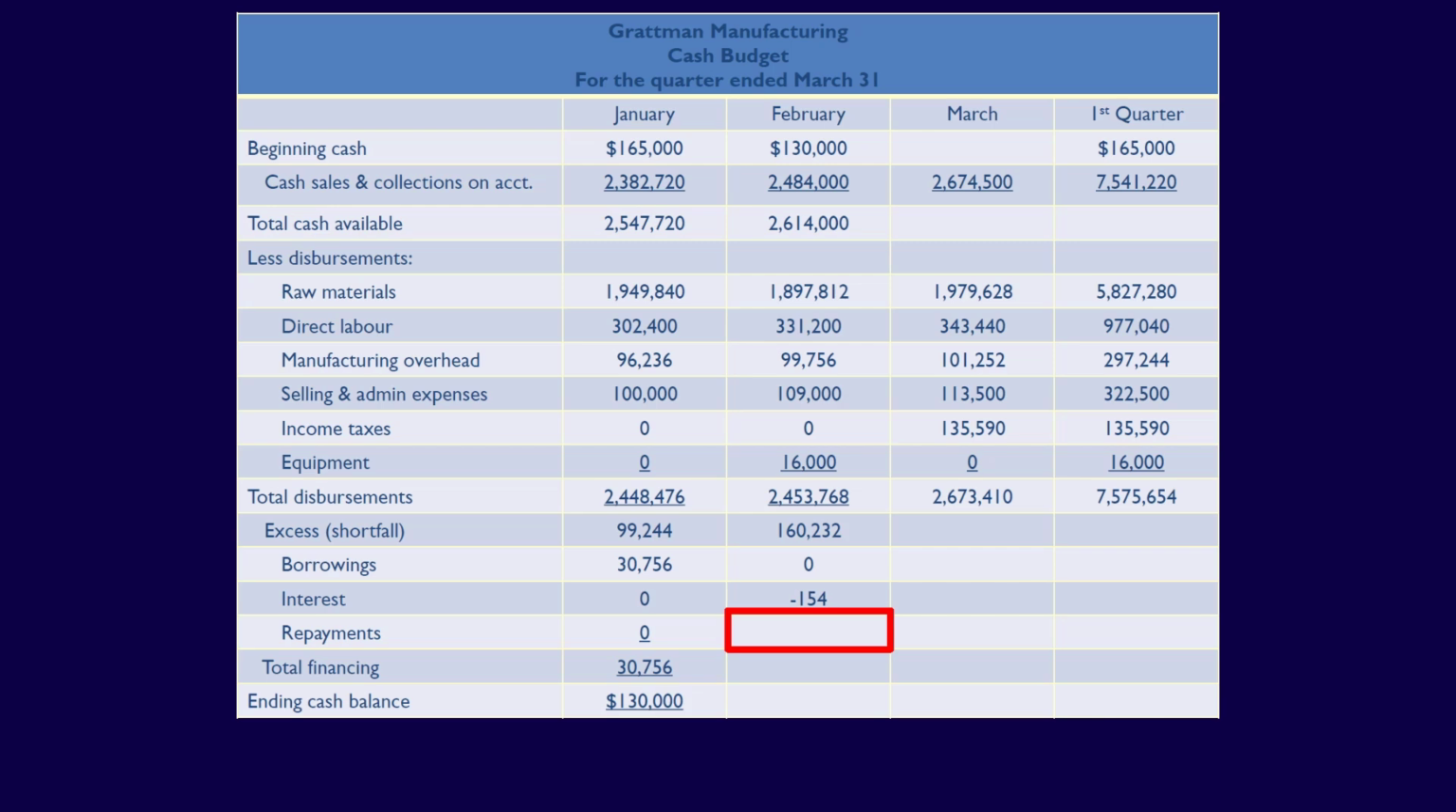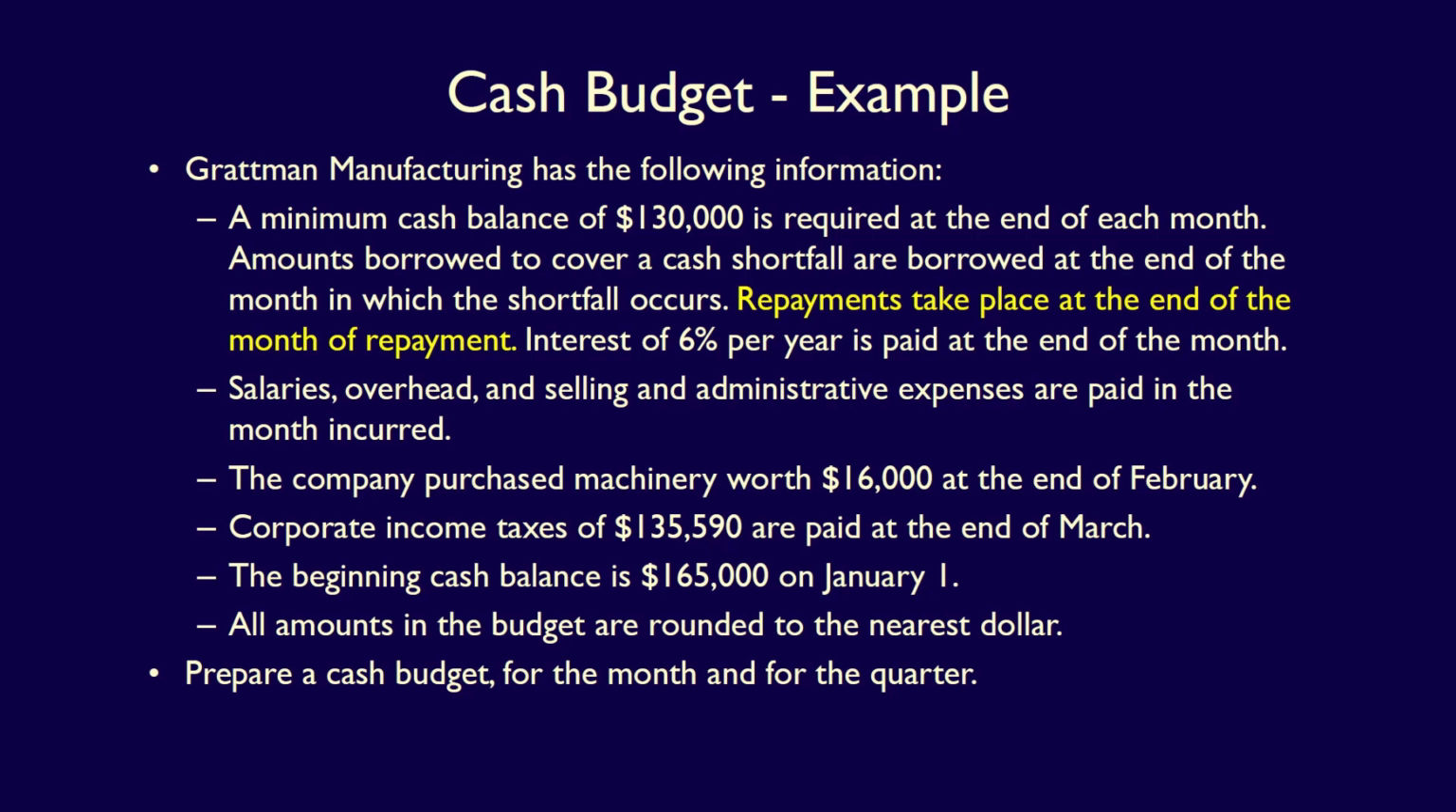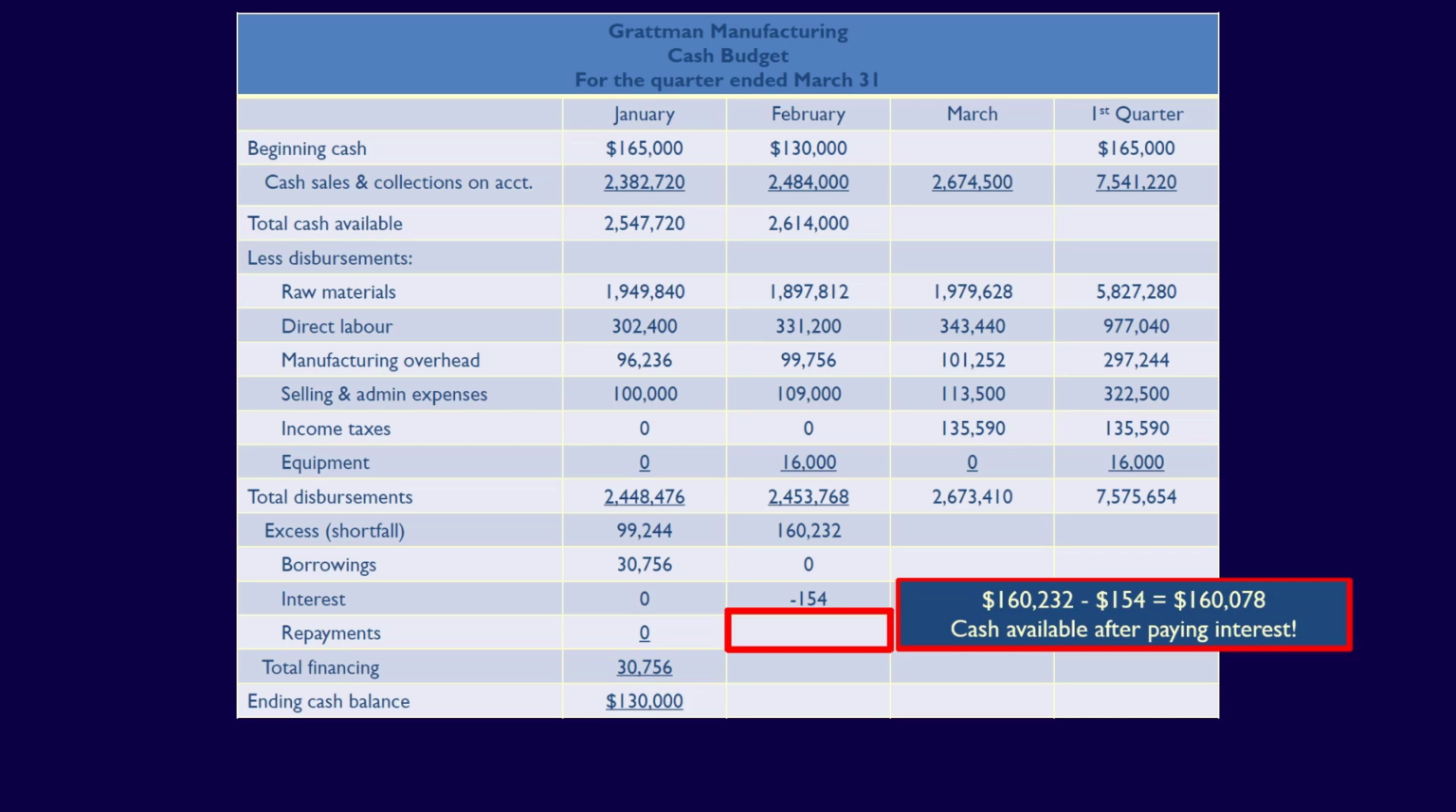What about repayments? We have excess cash above the $130,000 required, so management can repay some or all of the money borrowed in January. Remember that repayments are made at the end of the month of repayment, on February 28th in this case. To calculate the repayment amount, we have to first determine our excess cash after we pay the interest. $160,232 excess minus $154 of interest is equal to $160,078. That's how much money we have in excess after interest.